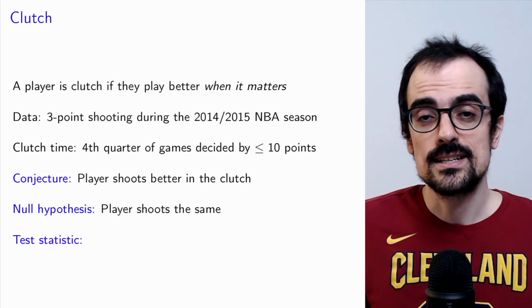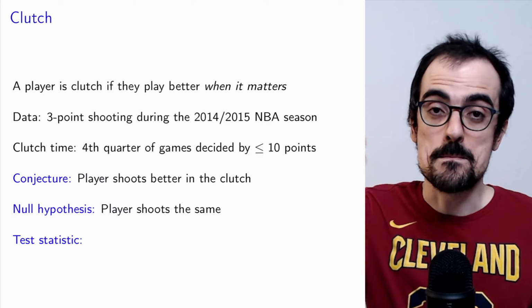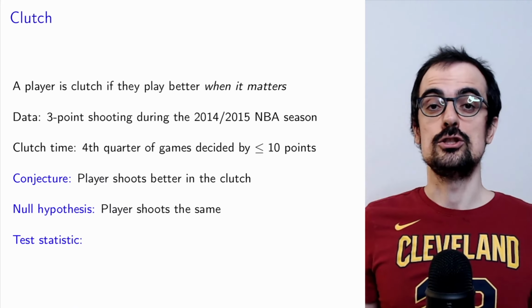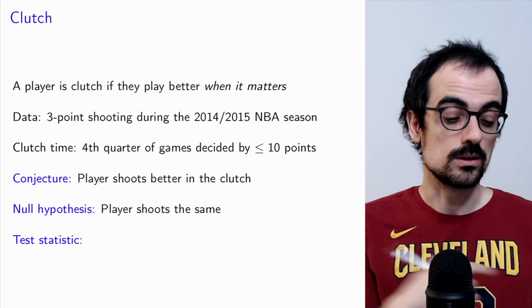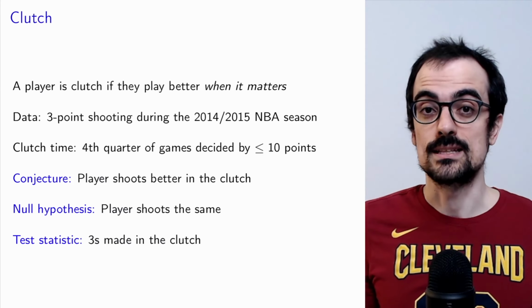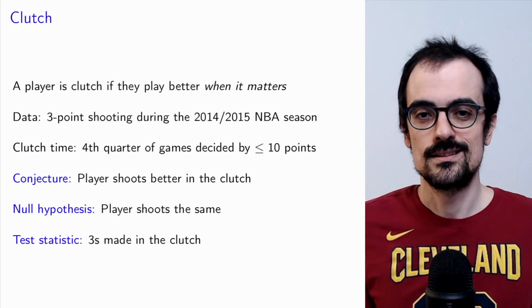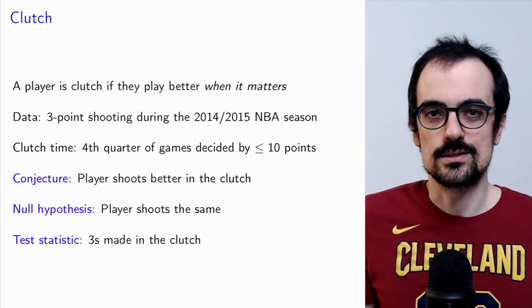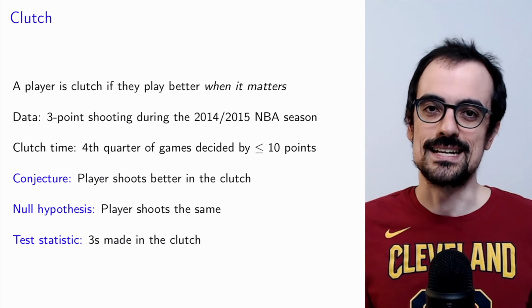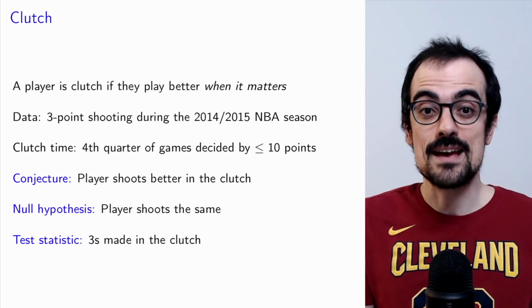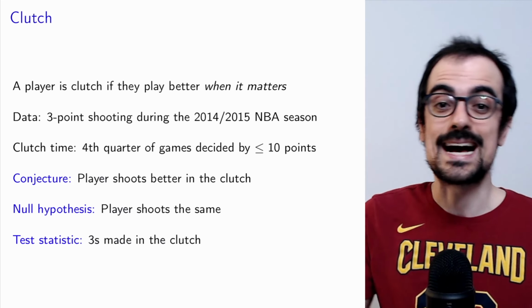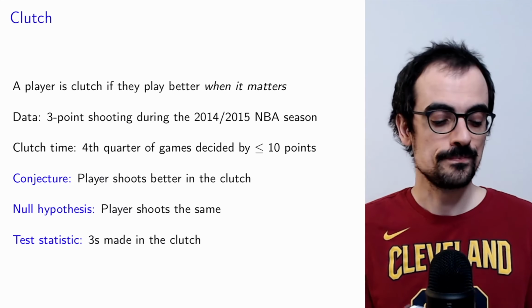Our test statistic is going to be the number of threes made by the player during clutch time out of the total number of threes that they attempt. If the player makes a lot of threes, if the clutch three-point percentage of the player is very high, then this is evidence in favor of our original conjecture and against the null hypothesis.